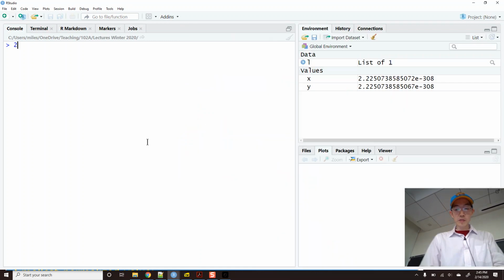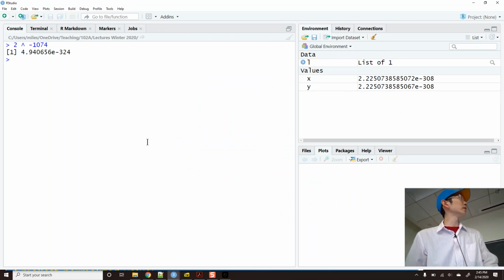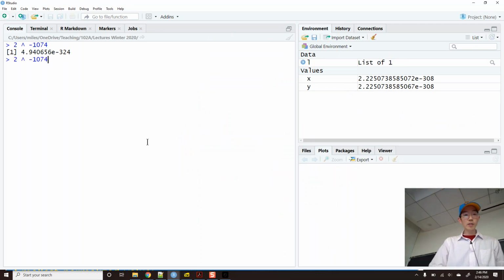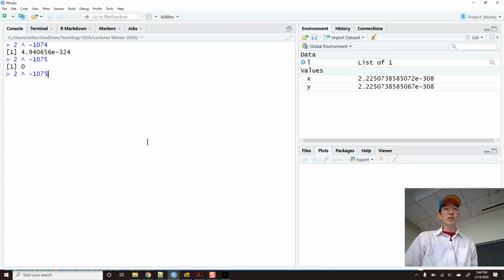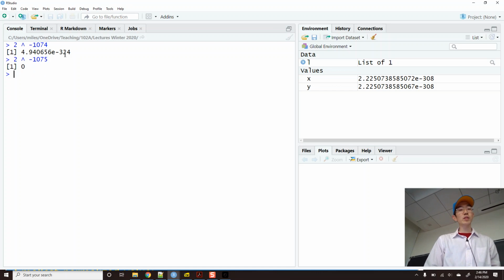This is the smallest value I can represent that is not 0. Anything smaller than this, if I try to do 2 to the negative 1075, will give me 0. The computer is not able to distinguish this value from 0. But this is the smallest value we can get.